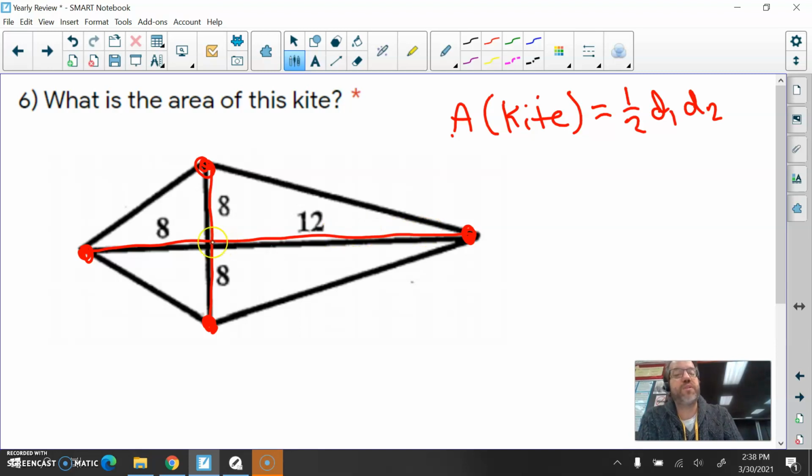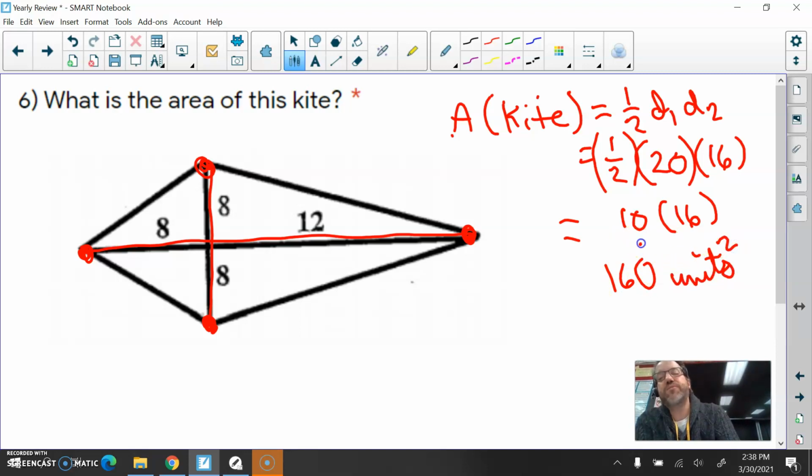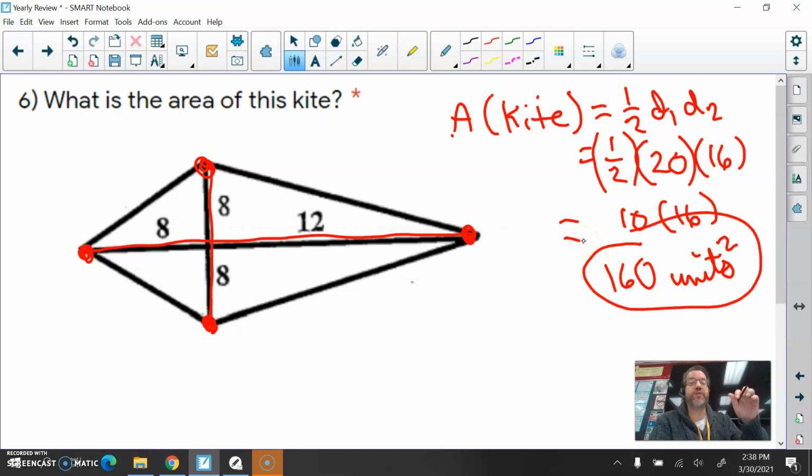So d1 is 12 plus 8, which is 20. d2 is 8 plus 8, which is 16. So we have to take 1/2 times 20 times 16. If you want, you can put 1/2 in parentheses also. Just go left to right. What's half of 20? 10. And what's 10 times 16? 160 square units. Area is always square units. And we're not given any other label here. Okay, so that's all you have to do to find the area of the kite.